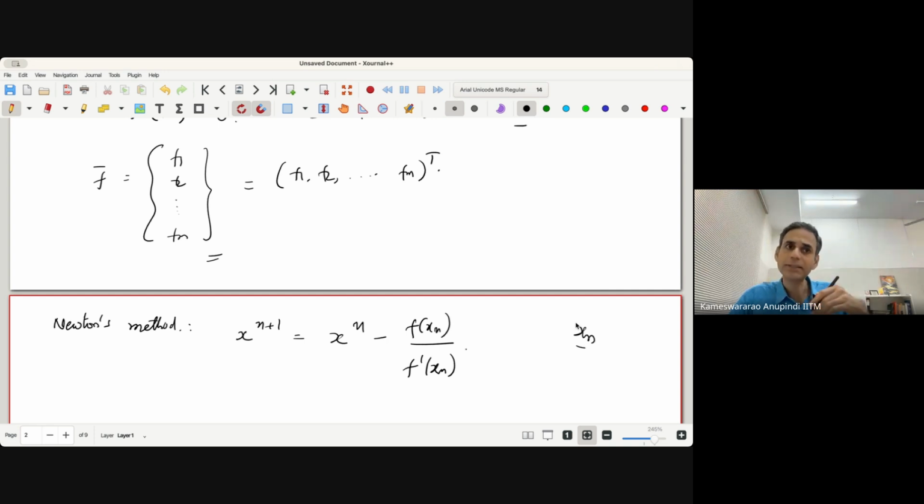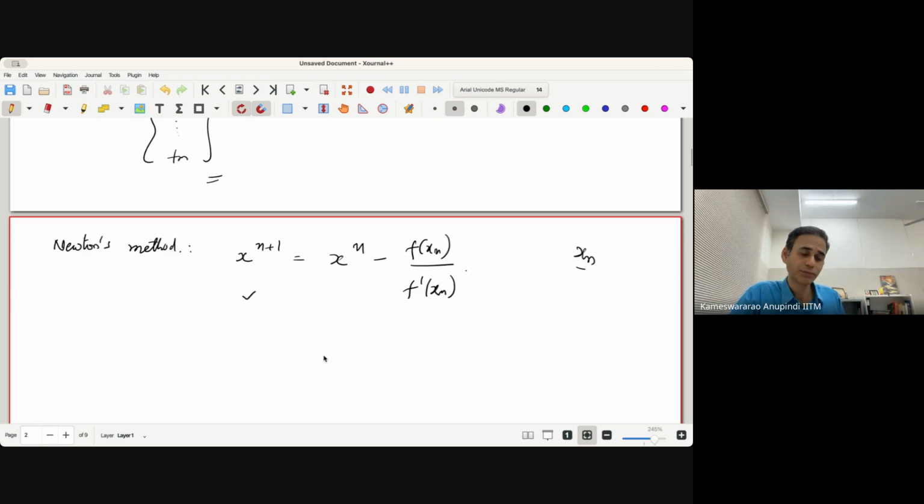And then wherever the tangent cuts the x-axis, we said that is the next best value for the root. And then we proceeded in the same way, right? From the new value of the root, we projected and calculated f of xn, and we calculated xn plus 1, and then we repeated this process. Now, the same thing can be extended for a system of nonlinear equations using Newton's method.